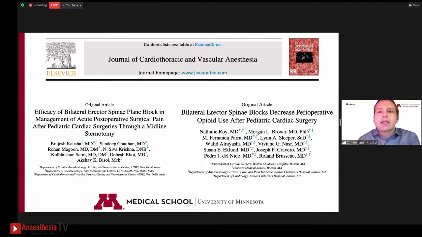The article by Roy was a prospective cohort study in which patients that underwent erector spinae blocks were retrospectively matched with control patients. They only had a very small patient population, actually. There were just 10 children investigated. And the group reported that postoperative opioid use at 48 hours was significantly reduced in patients receiving the blocks.